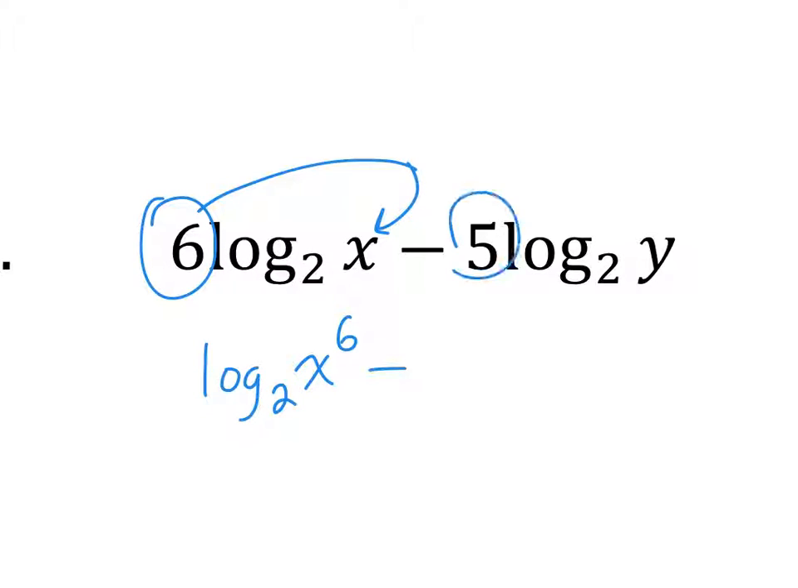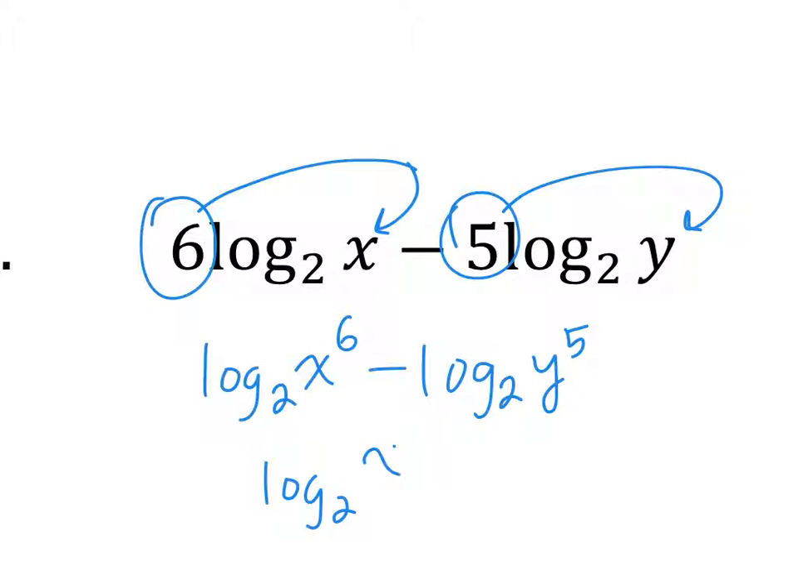Okay, what can we do with the 5? Move it to the exponent of y. So log base 2 of y to the 5th. All right, now combine them together into one log. So this is log base 2 of x to the 6th over y to the 5th.